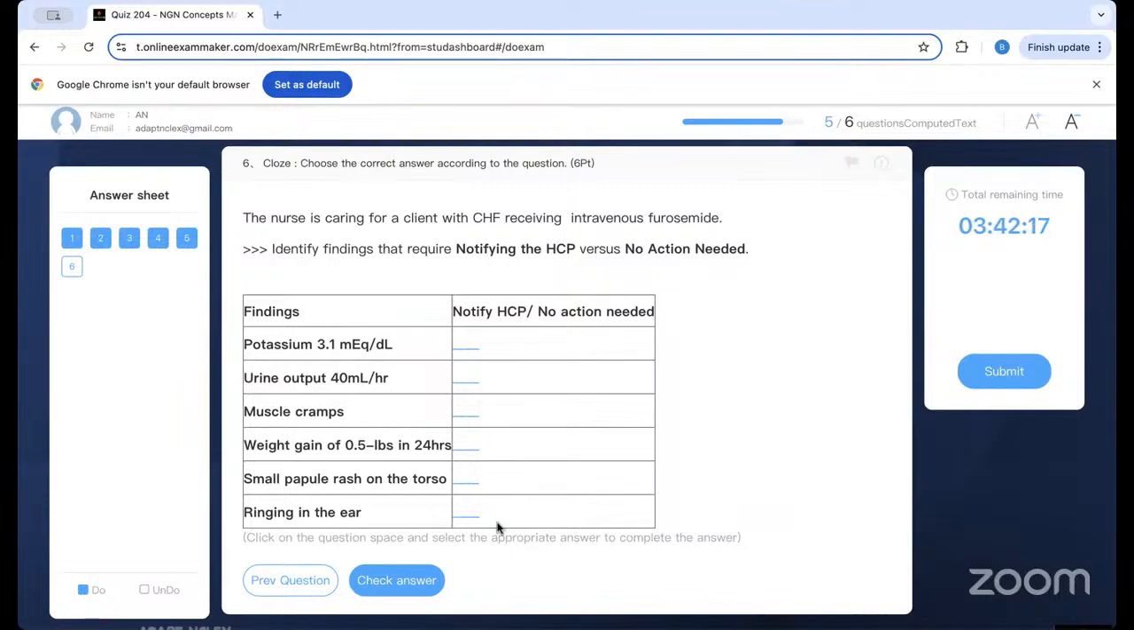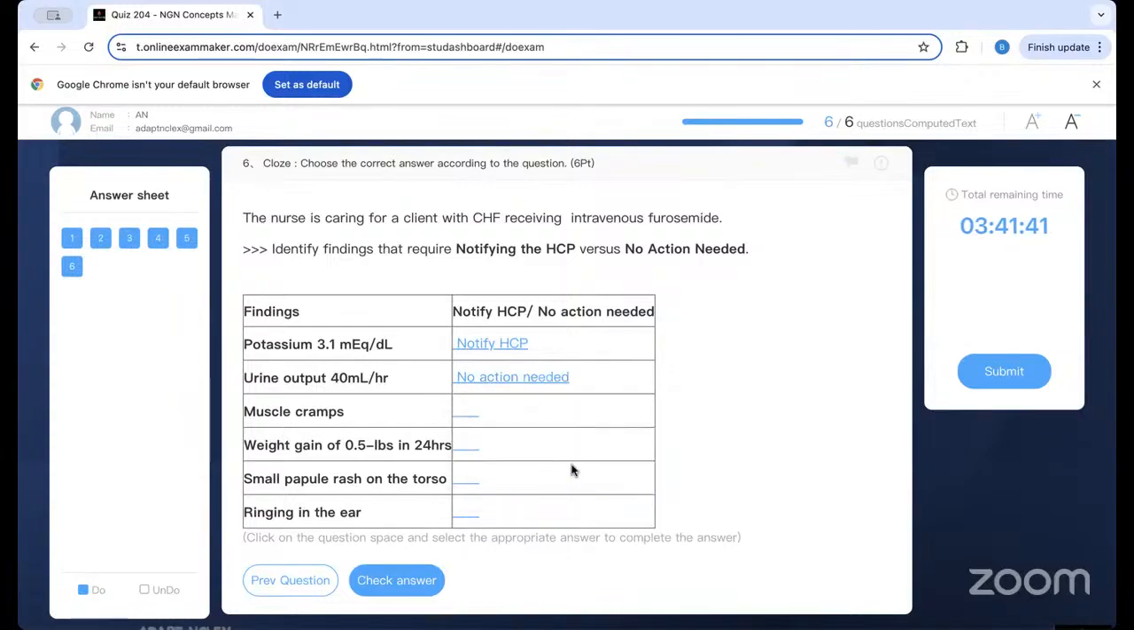You can't see this and just run away. You can't see them and look defeated. Take the table out and say, if you take in furosemide, what should you see? If you take in furosemide and I see potassium 3.1, I should let the doctor know. I can't just ignore it. It's going down. If you are making urine 40 ml per hour, that is normal. It's normal if you're getting furosemide.